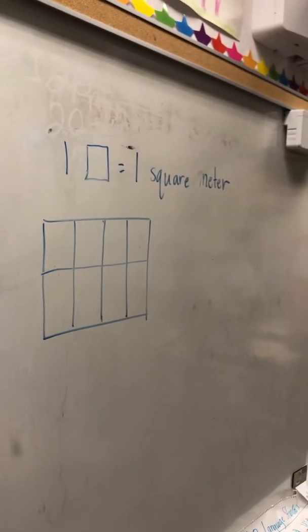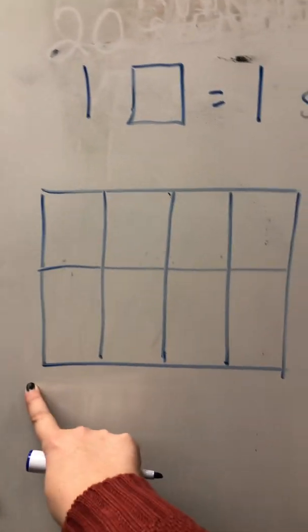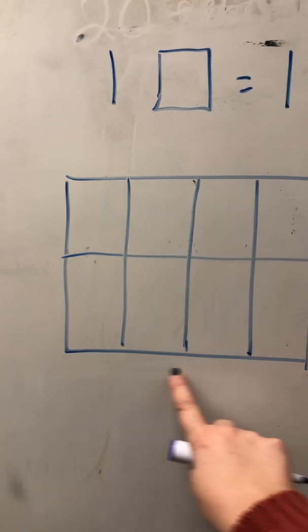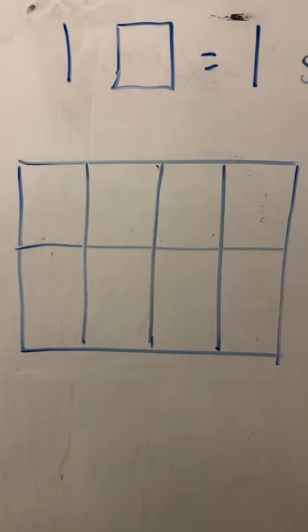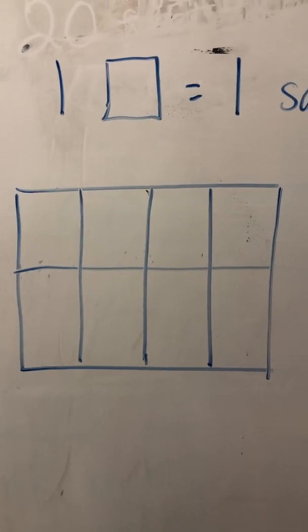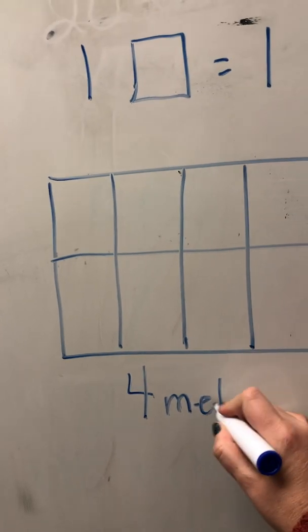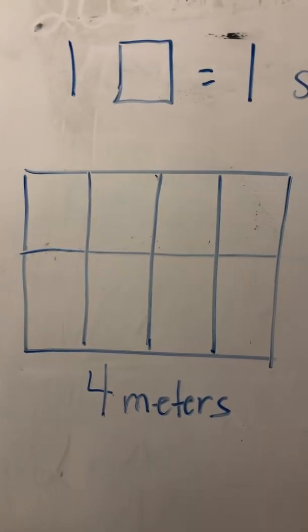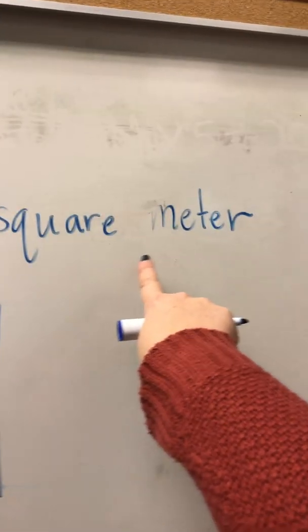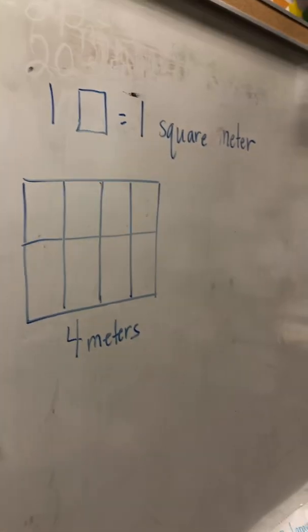My question is, what's the value of this side length? Pause the video and think about it. When you're ready for the answer, turn the video back on. You're right, this side length is 4 meters. If 1 tile equals 1 square meter, then I have 1, 2, 3, 4 meters on the bottom right there.